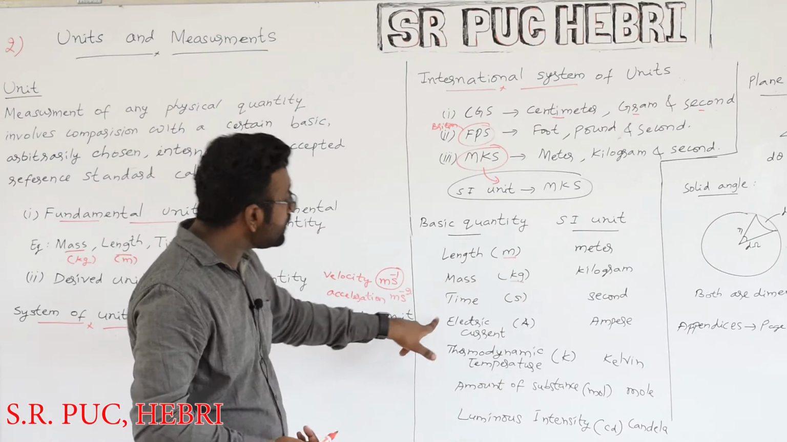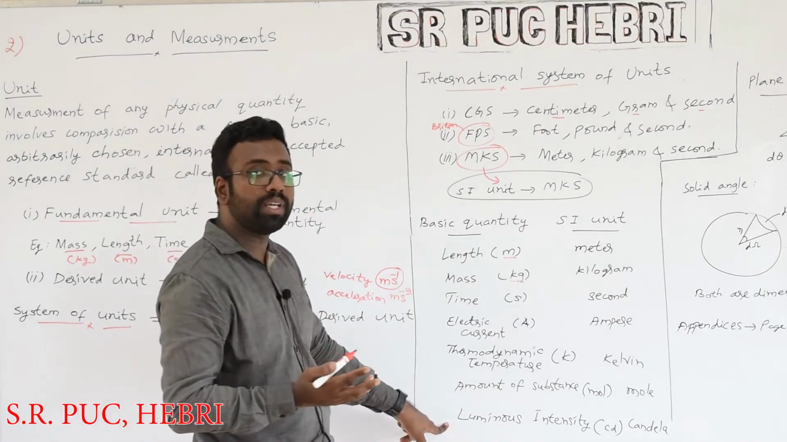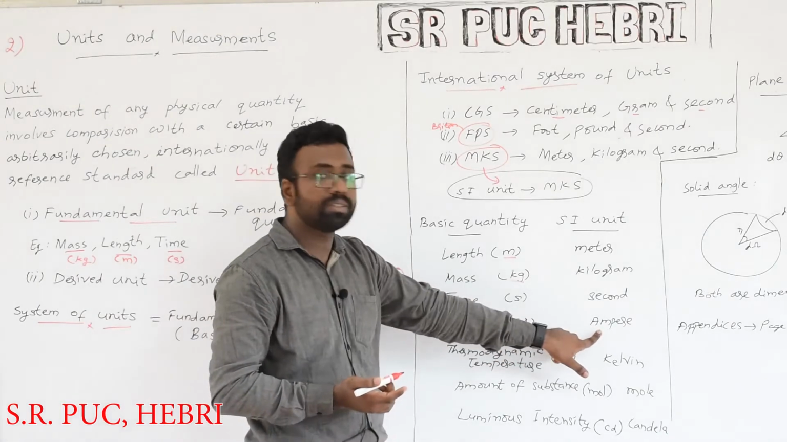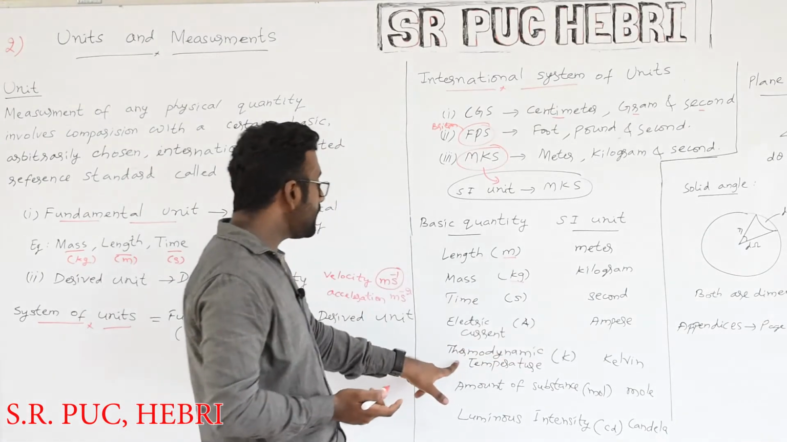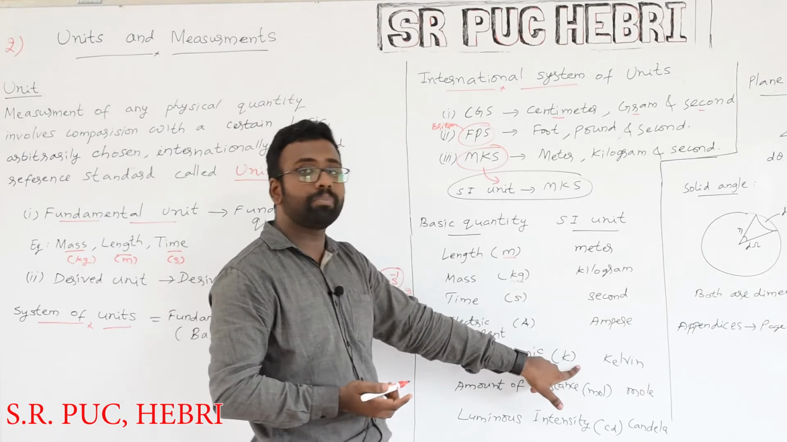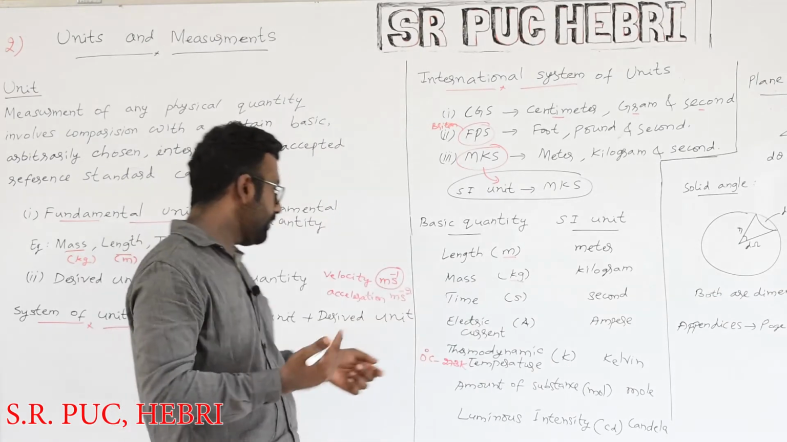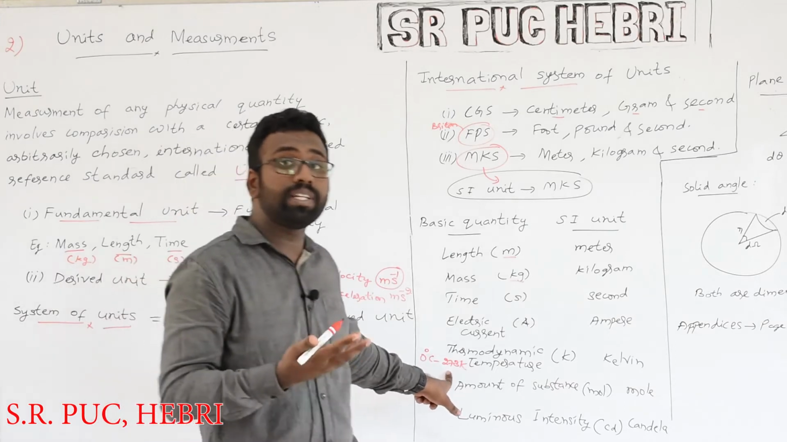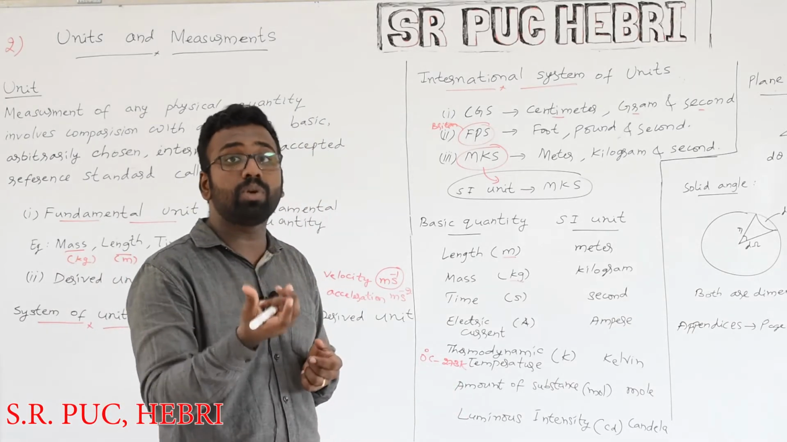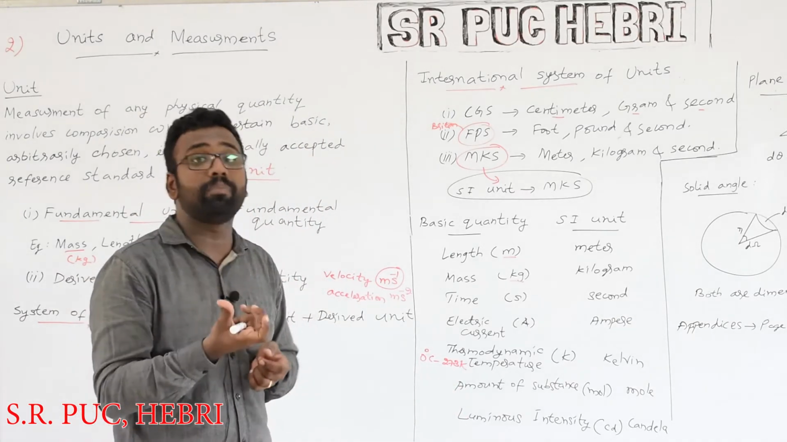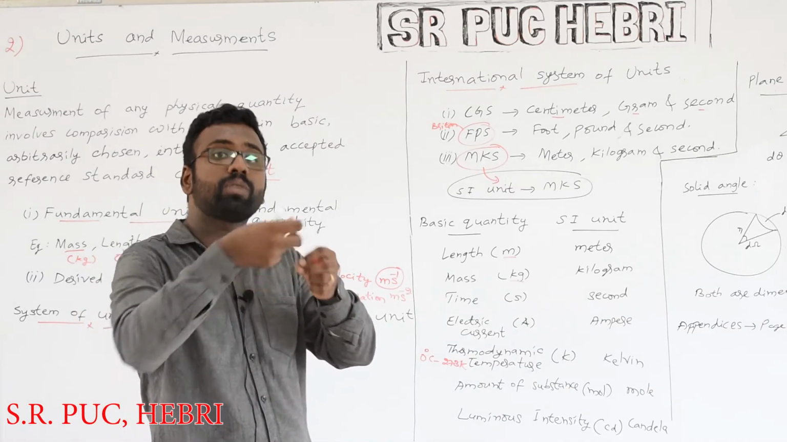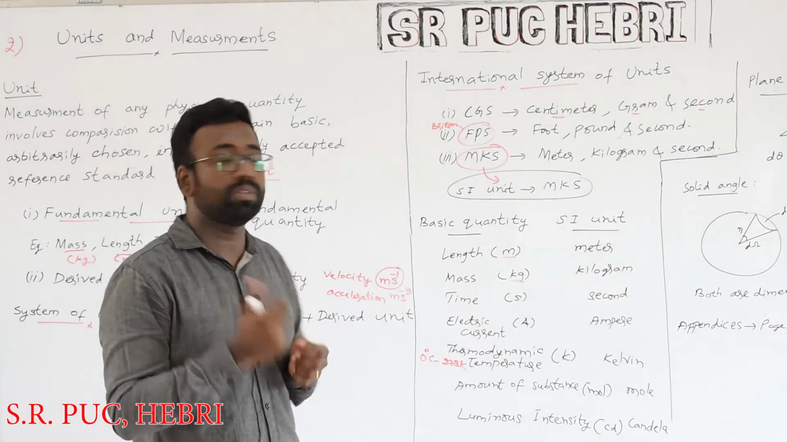Other than that, there are 4 more fundamental quantities. They are electric current, and ampere is the unit of that. Thermodynamic temperature is measured in Kelvin. So 0 degrees Celsius is known to be 273 Kelvin, and 0 Kelvin is the absolute temperature, minus 273 degrees Celsius. It is the smallest temperature you can obtain in this universe.